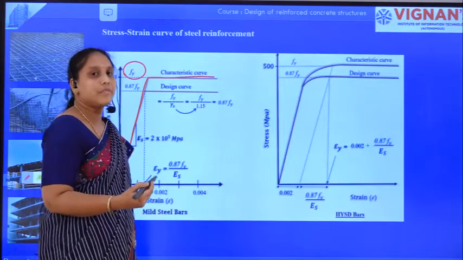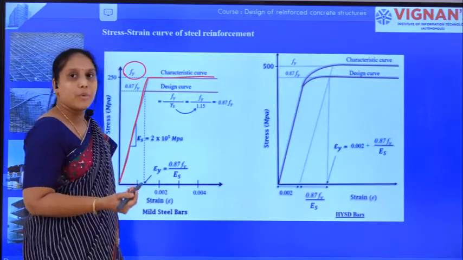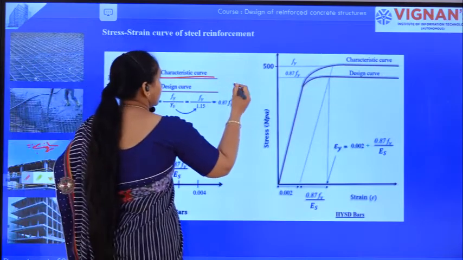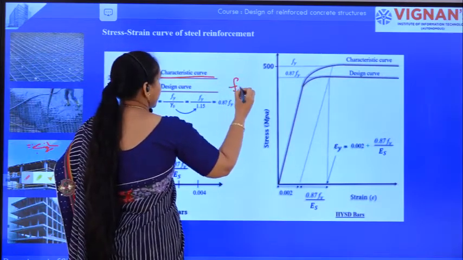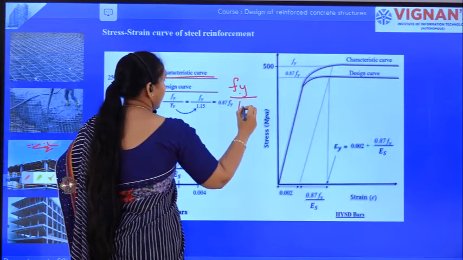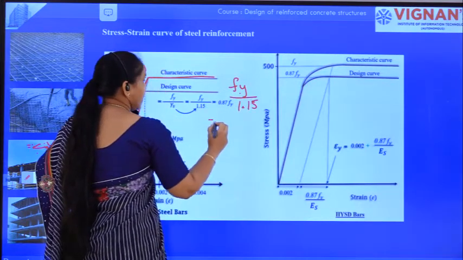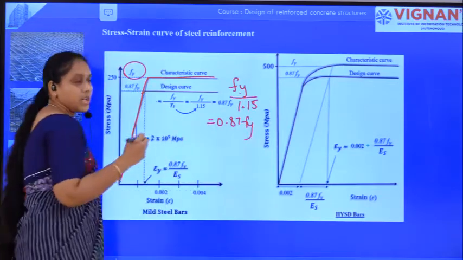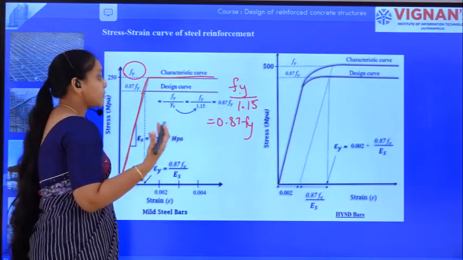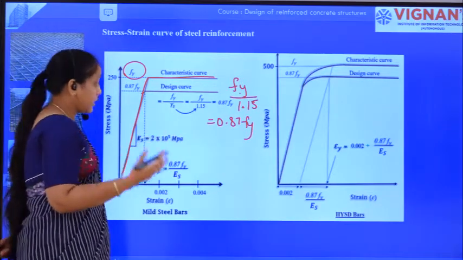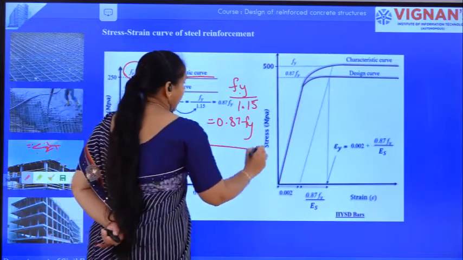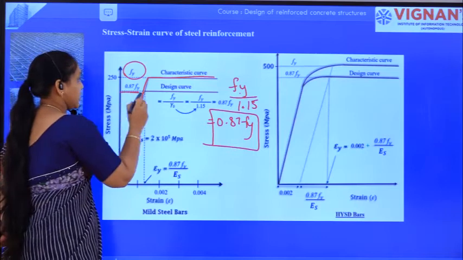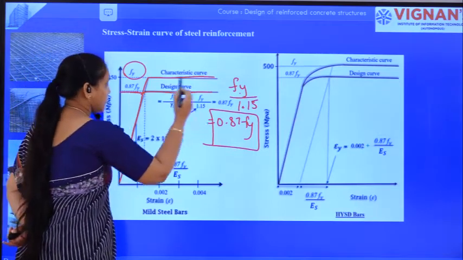What is the partial safety factor here for steel? It is 1.15. So what will be the design strength for steel? It is Fy divided by 1.15, which will give us 0.87 Fy. So in the design, the design strength for the steel has to be taken as 0.87 Fy. So it is mentioned here. This is going to be our design curve.